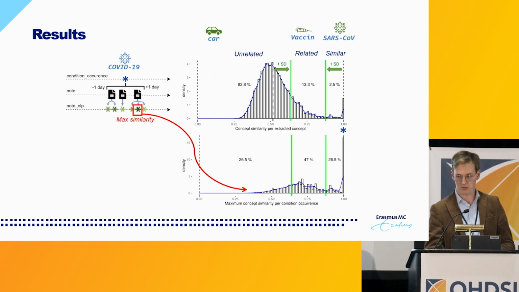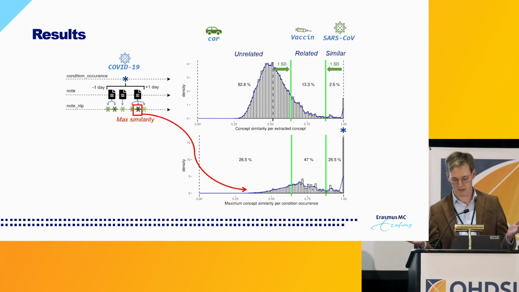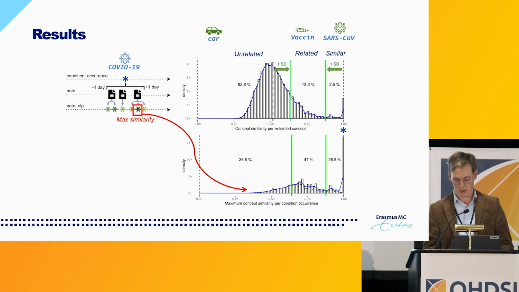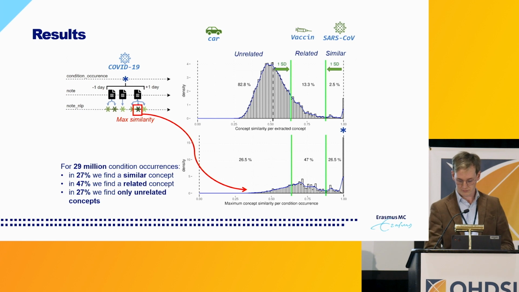Now, if we use these same thresholds on only the maximum similarity concepts, we can see in how many cases the text describes the same condition as the structured data. Here we see that for the 30 million condition occurrences, in 27% we find a similar concept, in 47% we find a related concept, and in 27% we only find concepts unrelated to the condition.